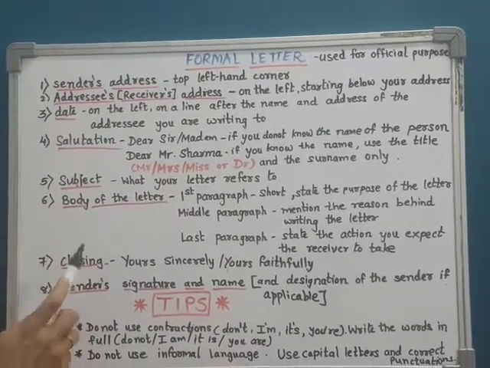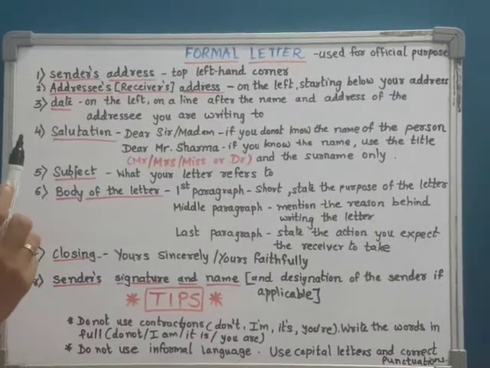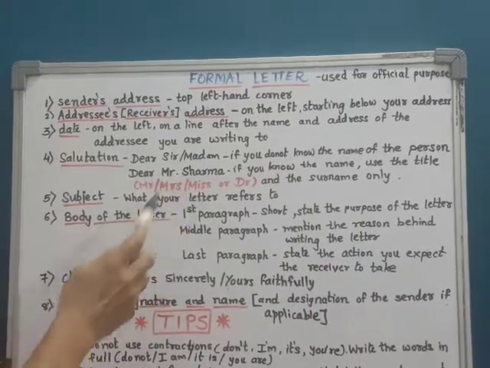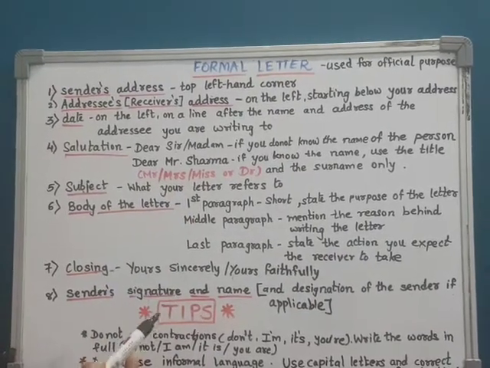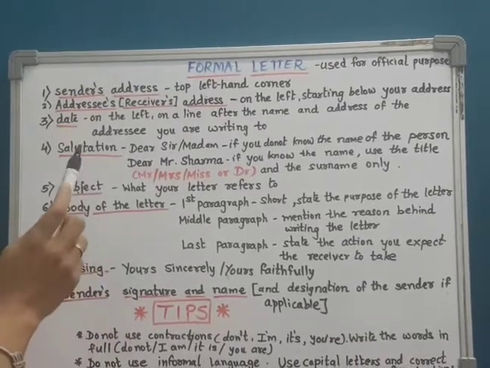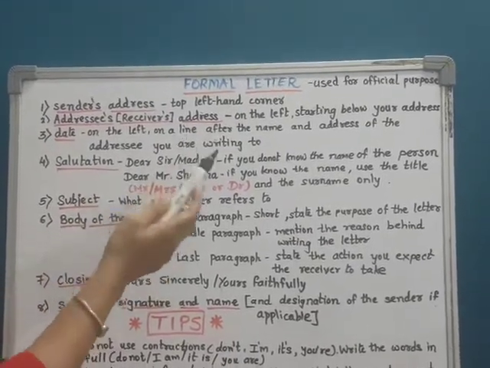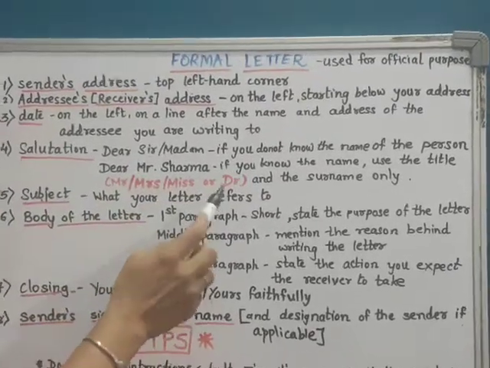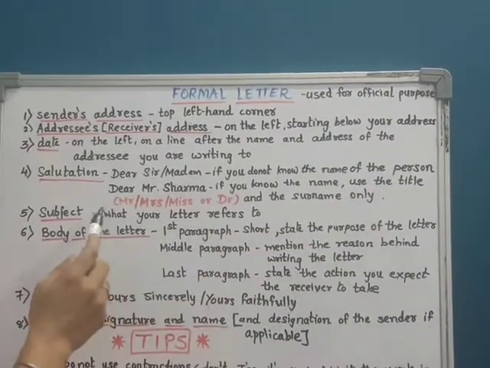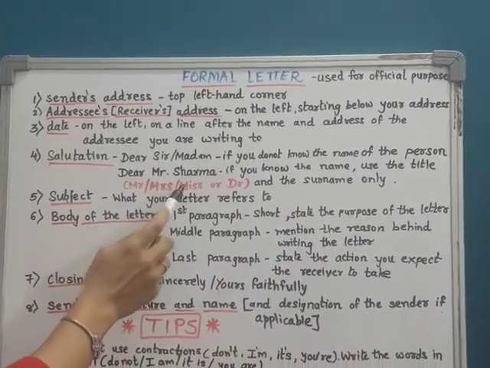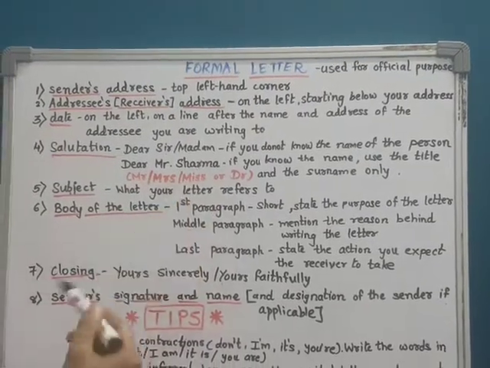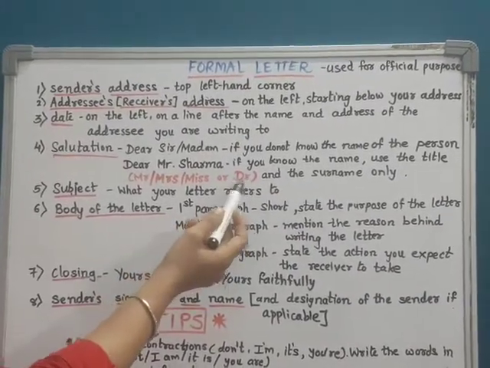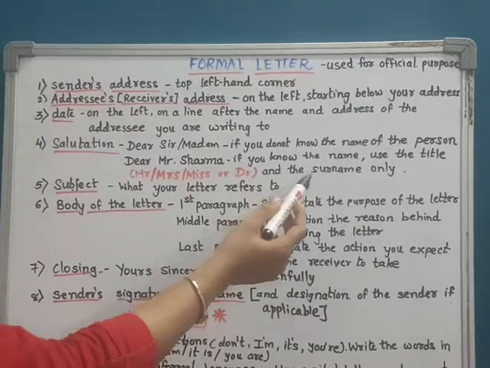But when you know the name of the person to whom you are writing, then you write as dear Mr. Sharma or whatever surname the person has. So, when you write the salutation like dear Mr. Sharma or dear Mr. Shah or dear Miss Shah, then you have to use the titles like Mr., Mrs., Miss or Doctor. If you are writing to a reputed person and if he or she is a doctor, then you give the salutation as doctor and mention the surname only.